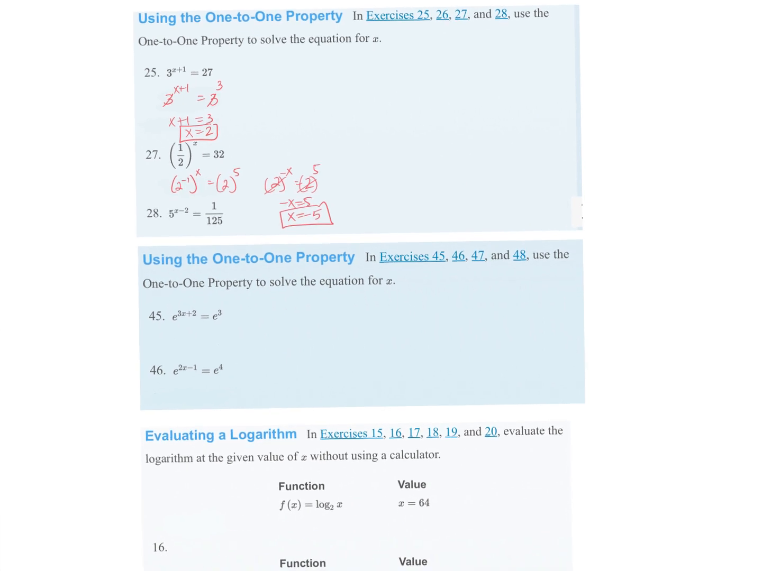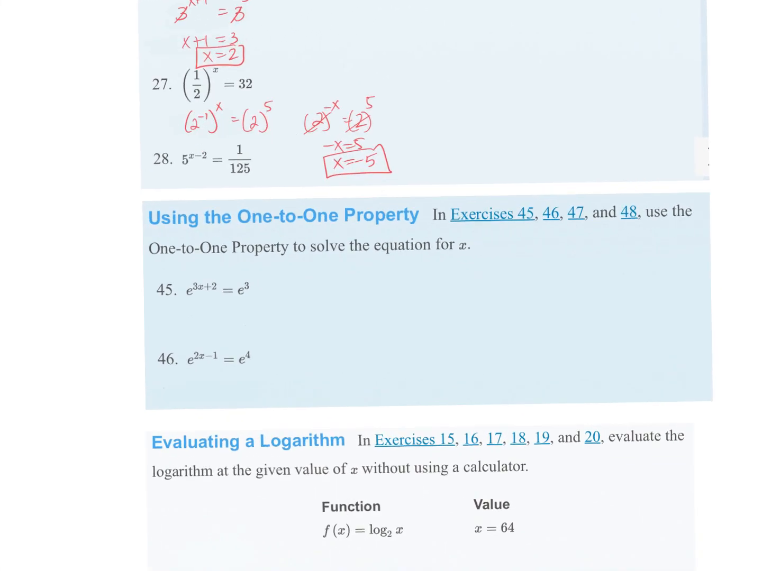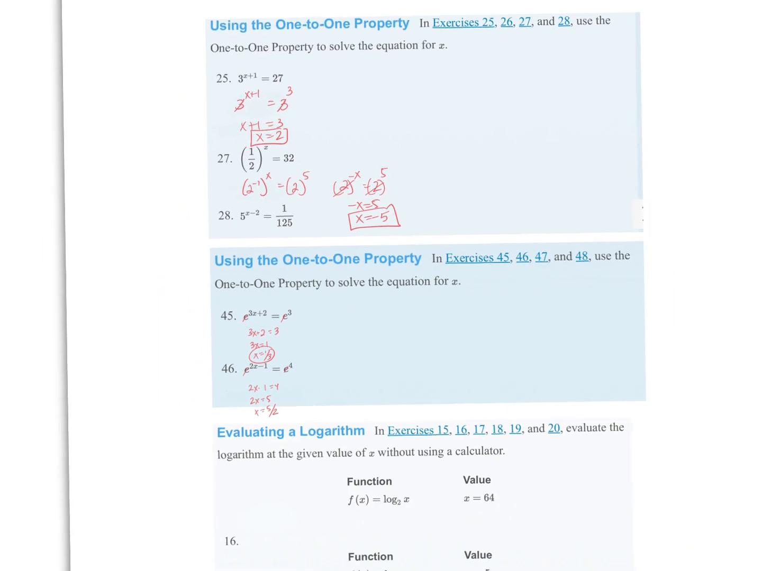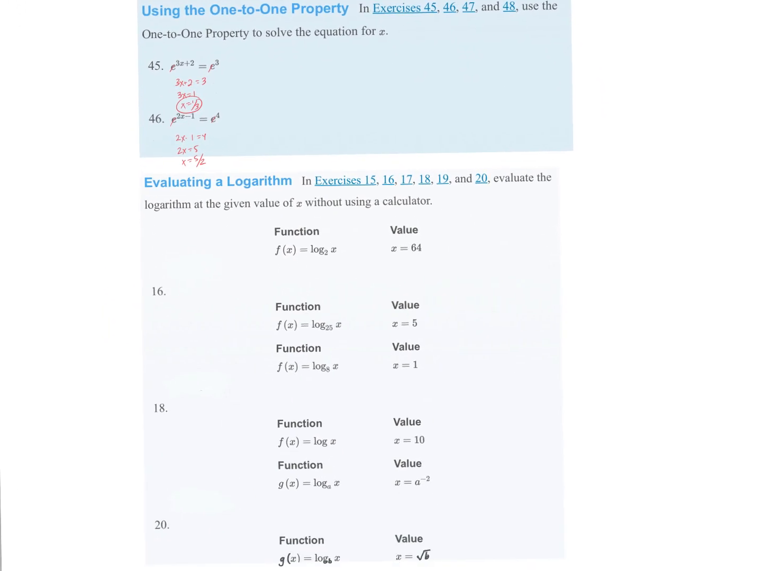When I go to the e's, I'll do a couple of these. Again here, since the base is the same, I can just do 3x plus 2 equals 3. So 3x equals 1, so x is a third. Okay, and the other one, again, the base is the same. 2x minus 1 equals 4, 2x equals 5, and x equals 5 over 2. And you're done.